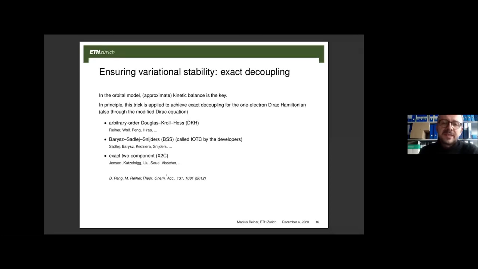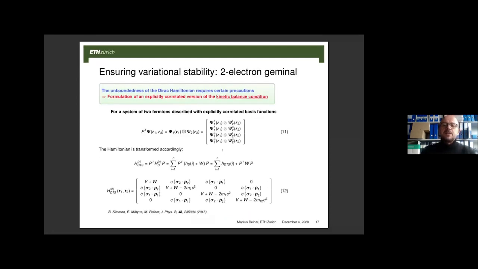I should also say that this kinetic balance inherently in one way or the other is present in any of the approximate relativistic schemes, be it Douglas-Kroll-Hess or Barysz-Sadlej-Snijders' approach or the exact two-components. So kinetic balance is key for stable, accurate calculations. But now let's consider geminals, because we have a theory that works with geminals. Now with geminals, we need to derive the kinetic balance condition, which is an issue and a severe problem.